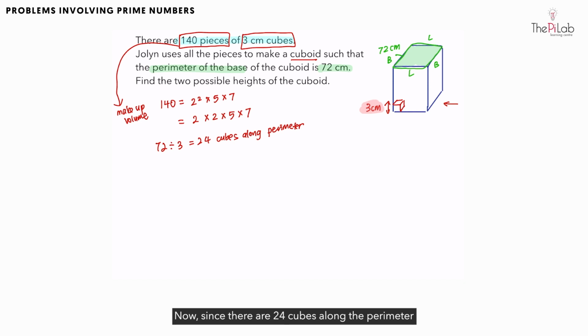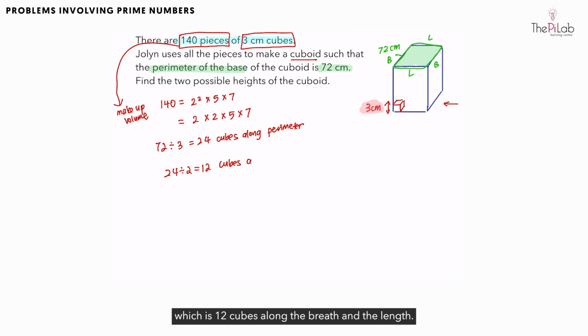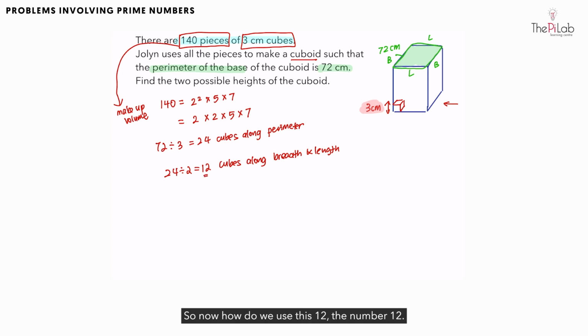Now, since there are 24 cubes along the perimeter, we can narrow this down to 24 divided by 2, which is 12 cubes along the breadth and the length. So now, how do we use this number 12 to help us find the 2 possible heights of the cuboid? Where is the height? Since we know that the length and the breadth are over here, the height would actually be this measurement over here. This will be the height, H for height.